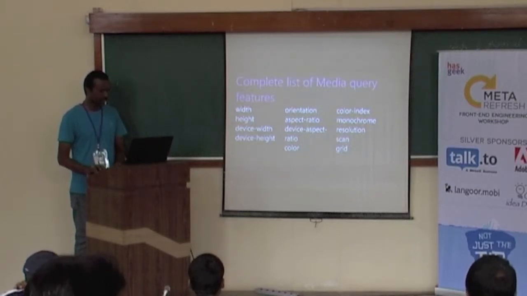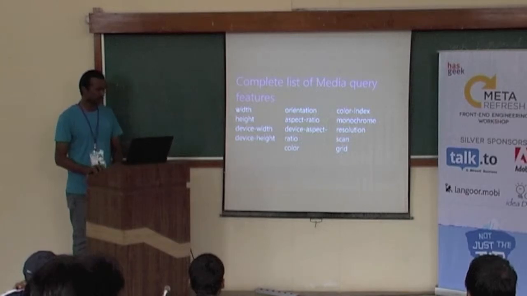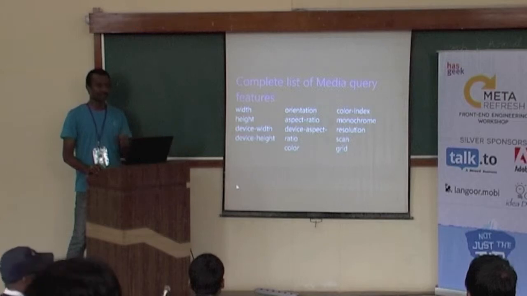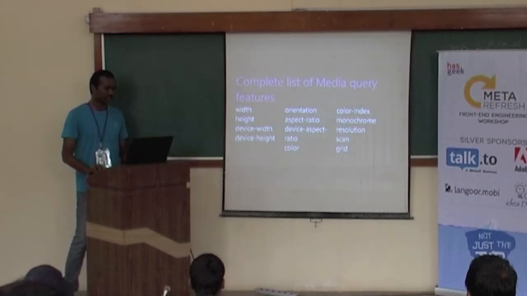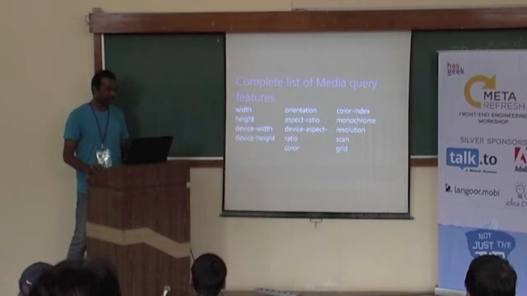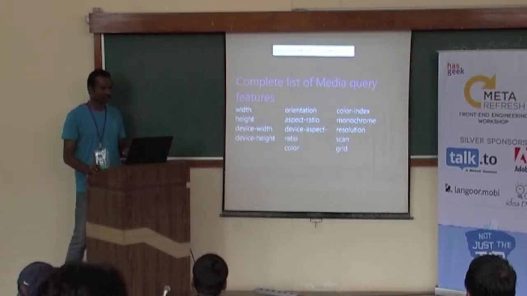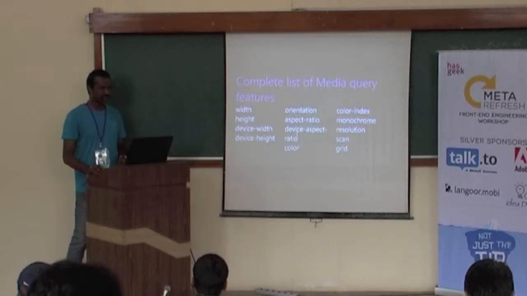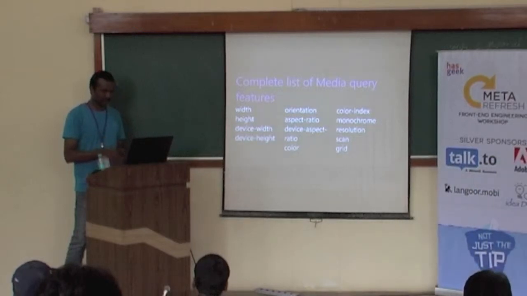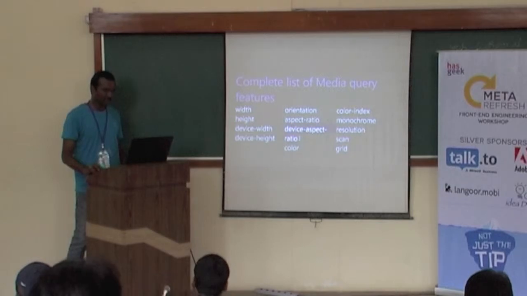Okay. This is the complete list of media parameters. So we can target with height. This is our browser width and this is device width and device height. This is our total device height, meaning my laptop or TV monitor size. So orientation, whether it is portrait or landscape, aspect ratio, something like 16:9 or 1024, something like that. Device aspect ratio the same.